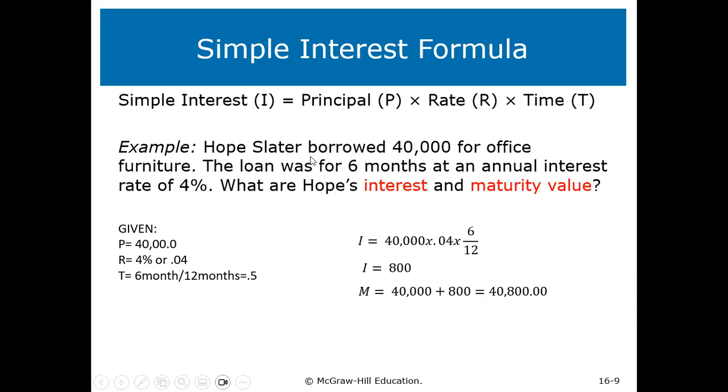So, for example, this person borrowed 40,000 for office furniture. The loan was 6 months at an annual interest rate of 4%. What is the interest and the maturity value? Okay? So, very simple. Alamin natin kung ano yung P. P is the principal 40,000, di ba? What's the rate? 4% or 0.04? Yun. What's the time? This is in year natin sasabihin, ano? Ang time is 6 months, convert it into years. So 6 months divided by 12 months, that's 0.5 years.